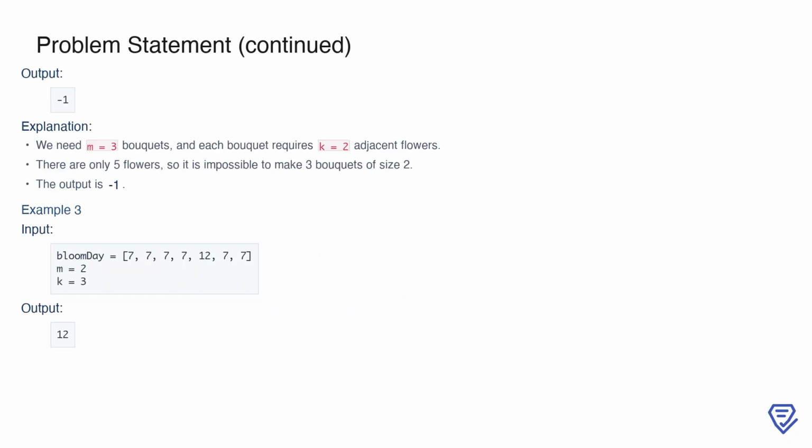Now consider a slightly different example with the same bloom day array, [1, 10, 3, 10, 2], but this time we need m equals 3 bouquets, where each bouquet requires k equals 2 adjacent flowers. This introduces a new challenge, as we need pairs of flowers that are next to each other and have bloomed by the same day. Looking at the array, we can see that it is impossible to find 3 such pairs.